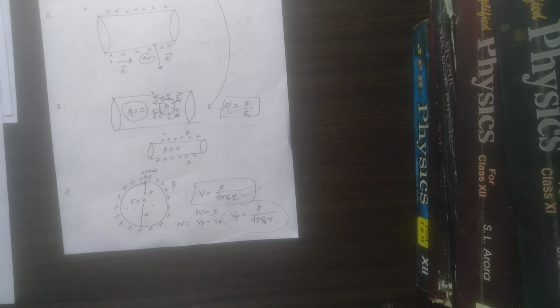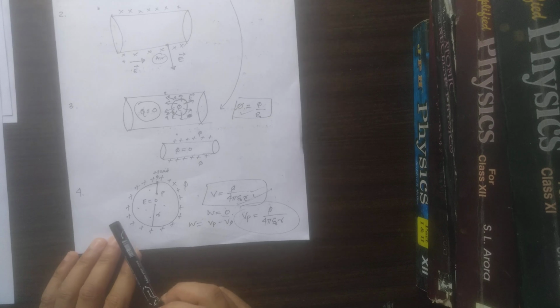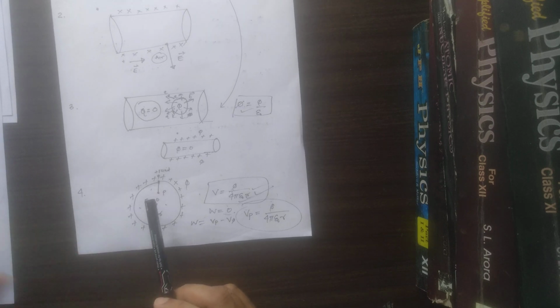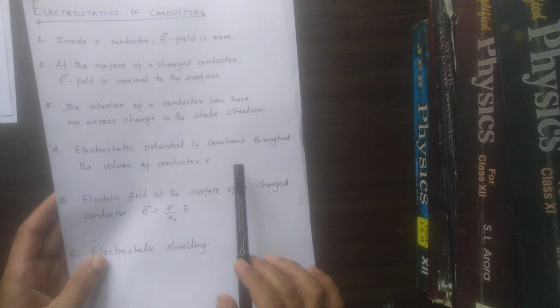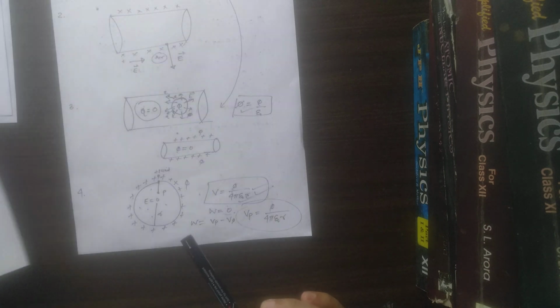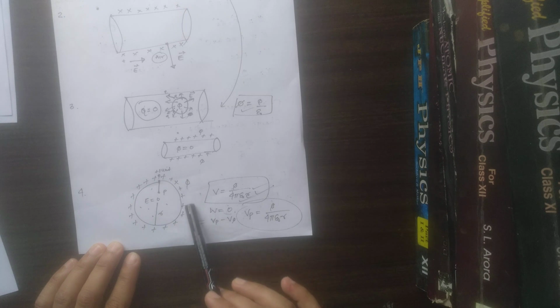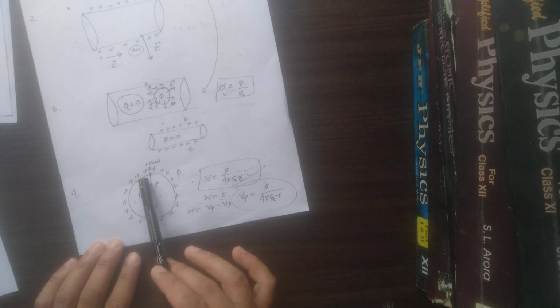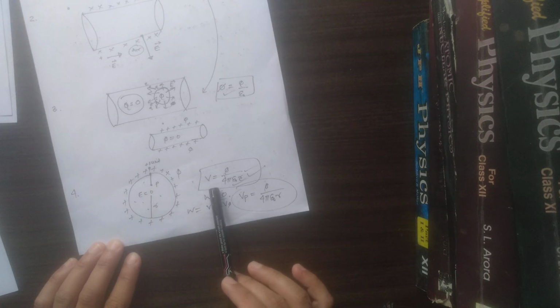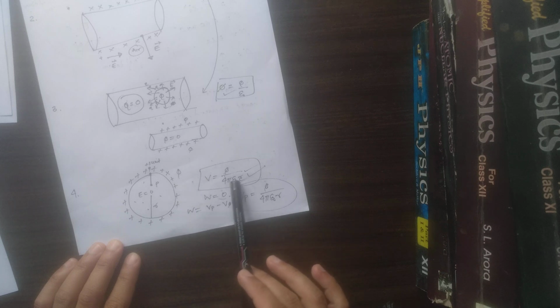Okay, this is the continuation of the last video. I was talking about the fourth point: electrostatic potential is constant throughout the volume of the conductor, and I saw that the charges reside on the surface of the conductor. That means at the surface, the value of the potential is charge divided by 4 pi epsilon naught.